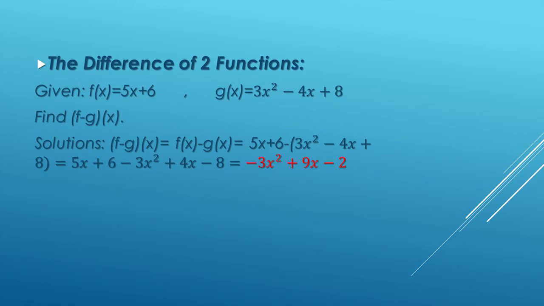Next, we substitute the given values of the function to the equation, making it 5x plus 6 minus 3x squared minus 4x plus 8. And the final step is to simplify, meaning it would be 5x plus 6 minus 3x squared plus 4x minus 8. Then combine like terms, and then the final answer will be negative 3x squared plus 9x minus 2.